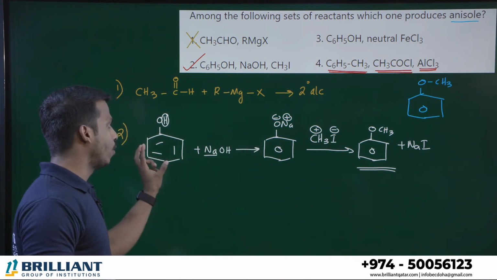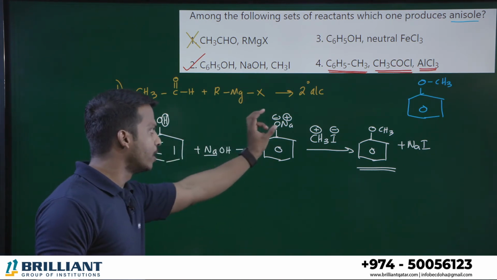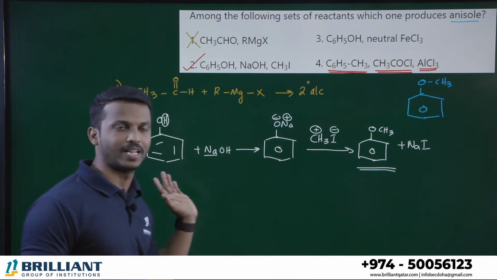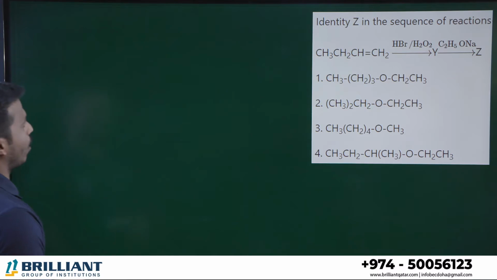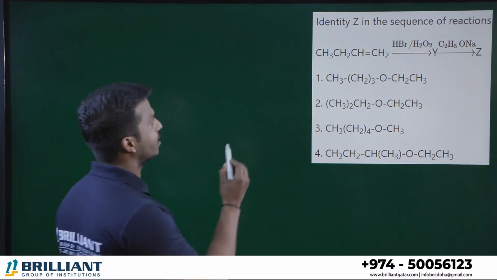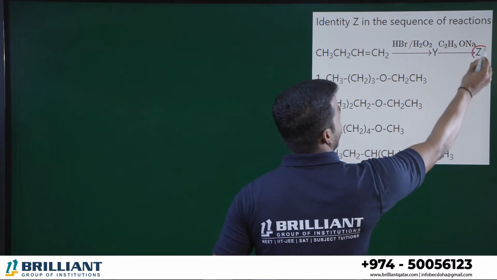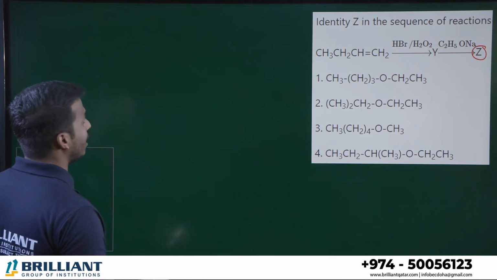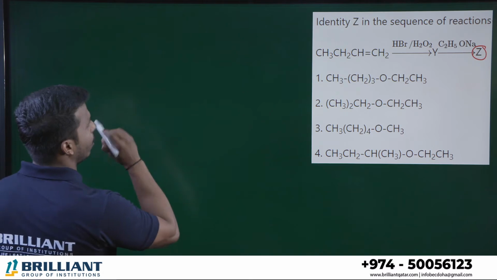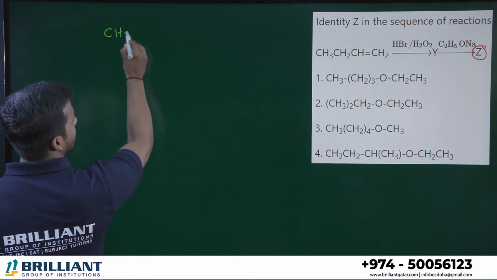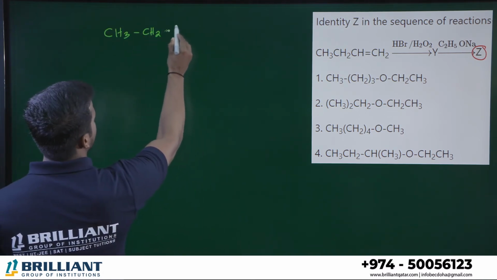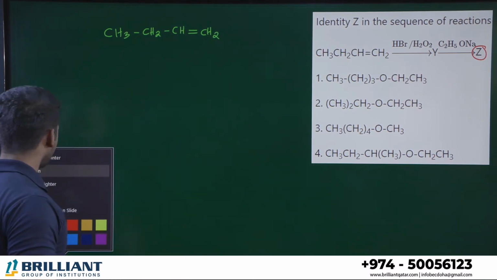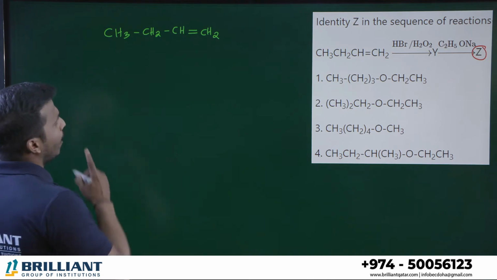First of all, phenol treated with sodium hydroxide gives sodium phenoxide. Then treated with the alkyl iodide, you get anisole. That's it. Next one, dear all of you: identify Z in the sequence of reactions. We have to find out the final product Z. Let's go. Your starting material is given. What is the starting material? It's given as CH3, CH2, CH double bond CH2. What is the compound? But-1-ene.